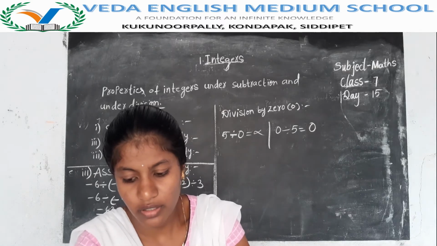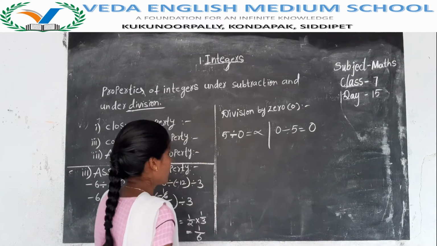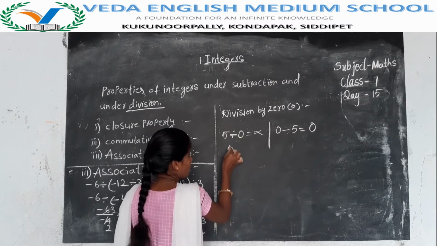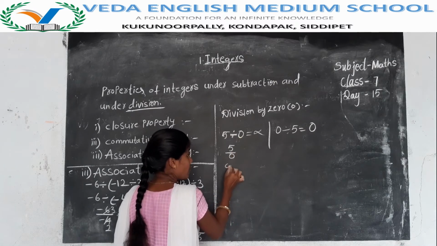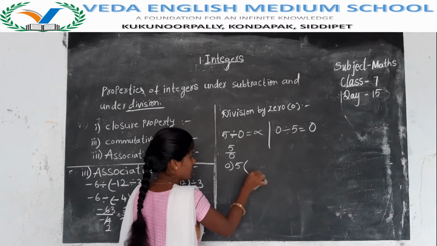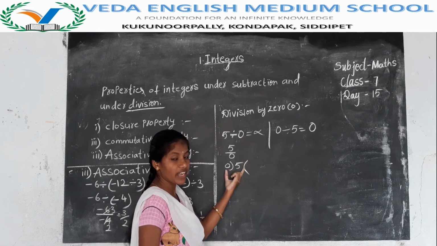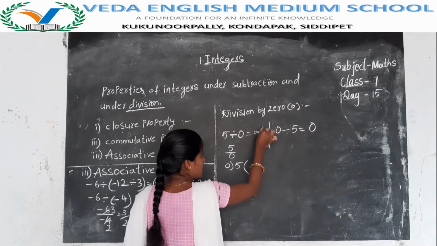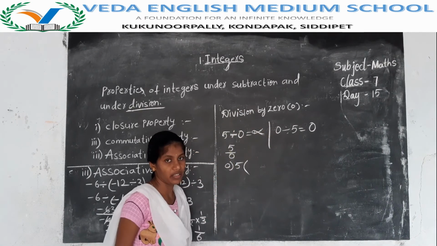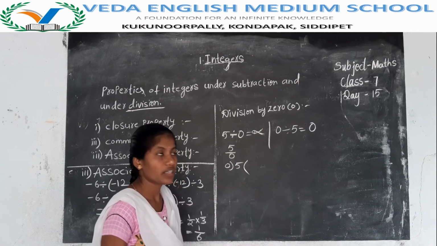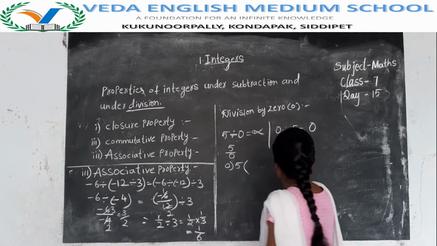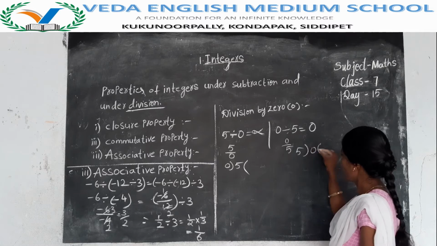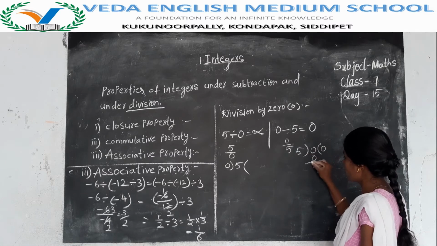Now check here. 5 divided by 0 means we have to divide 0 with 5. Here we cannot divide 0 with 5, so because of that reason it is not defined. Then 0 by 5 means you can divide. 5 zeros are 0. You are getting 0 as quotient.